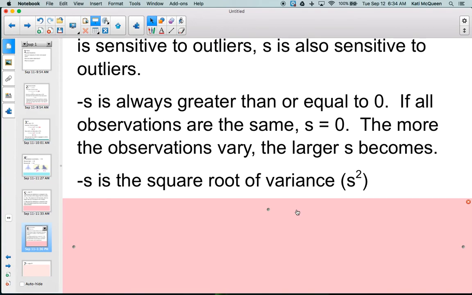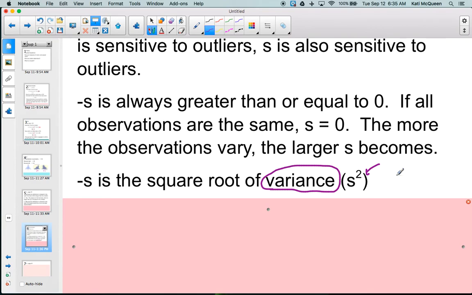This is just something to note and write down. We're not actually going to ever calculate standard deviation by hand. It's a pretty long calculation and your calculator can do it much, much quicker than we can. But to find standard deviation, you have to find something called variance first. And variance is just denoted as S squared. So that's just kind of a note to keep.